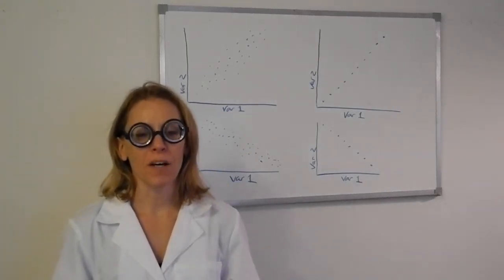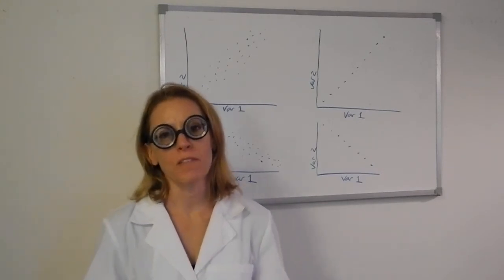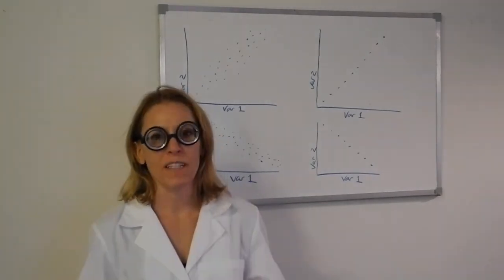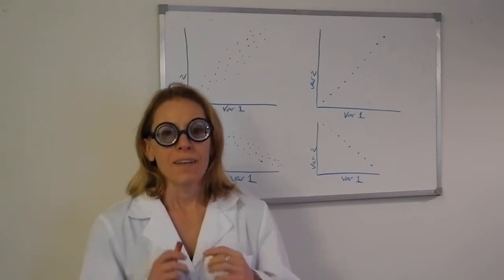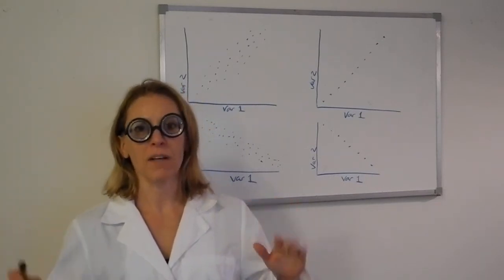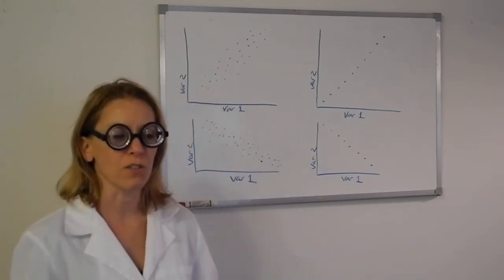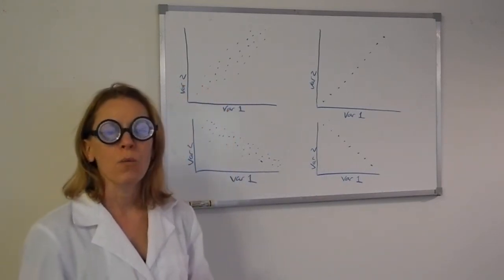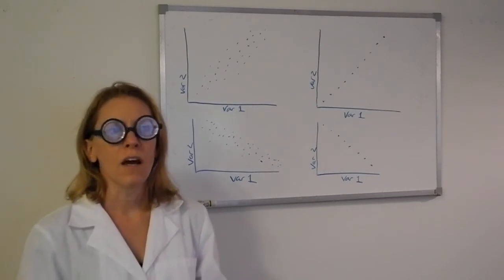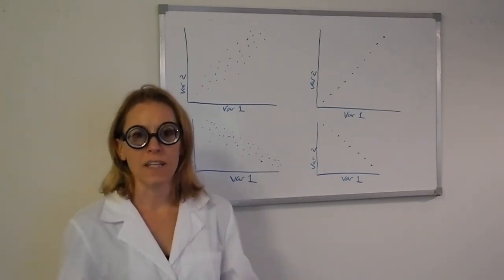We are going to be talking about relationships between variables today. This is where it starts to get a little bit more exciting. Now we can start talking about how things are related to one another, which is the whole point of research to begin with. So we're going to be talking about correlation versus causation today.